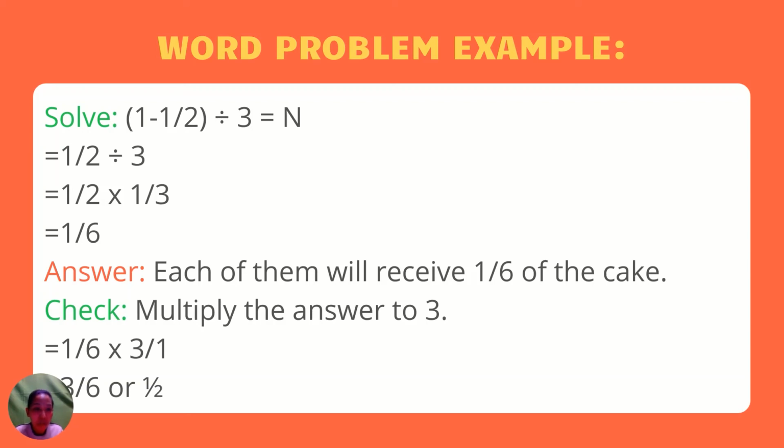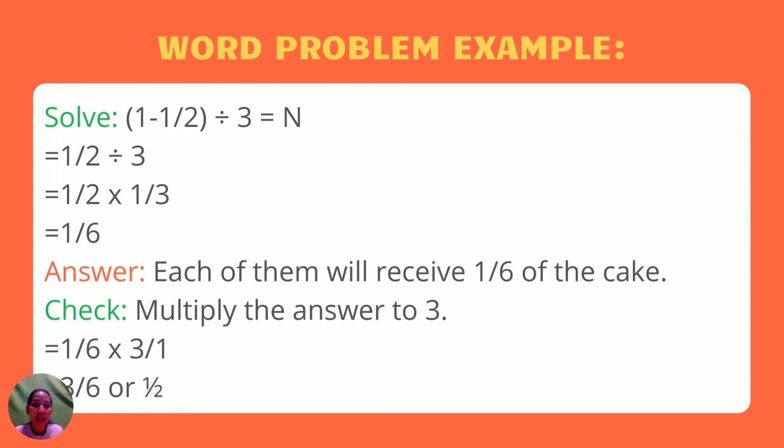Now, let's proceed to multiplication of fraction. That's gonna be 1 times 1 is equals to 1 and 2 times 3 is equals to 6. So, the answer is 1/6. So, sabi nga, kapag word problem, kailangan yung answer mo in sentence form. So, the answer should be each of them will receive 1/6 of the cake. So, paano natin ma-check kung tama nga ba yung ginawa nating procedure?